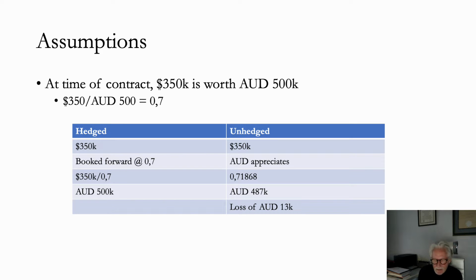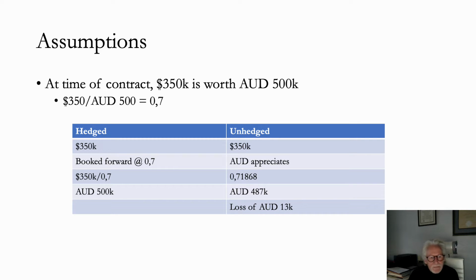350,000 US dollars can purchase on the spot market 500,000 Australian dollars. So this sets the expectations of the exporter. The exporter would like to receive 500,000 Australian dollars when the payment is made in US dollars 3 months out. So what does it do? It can book a forward contract at a rate of 0.7, and that simply means about 1.42 Australian dollars for 1 US dollar.